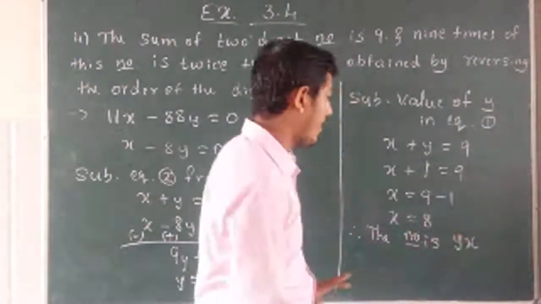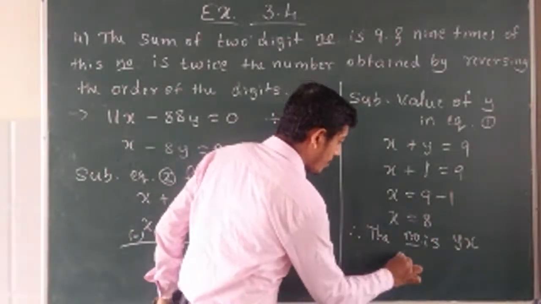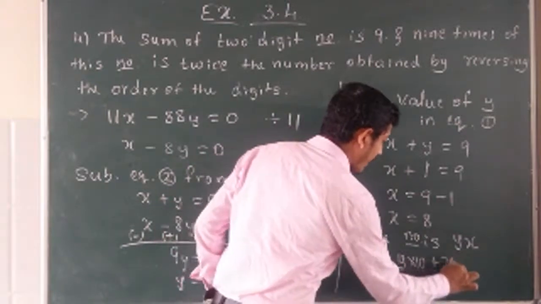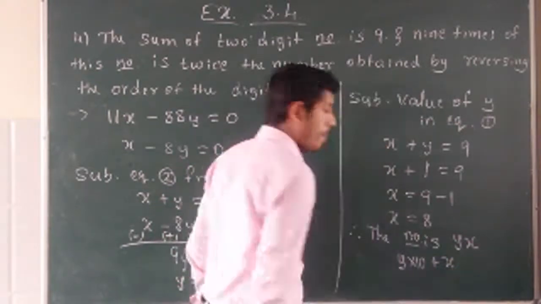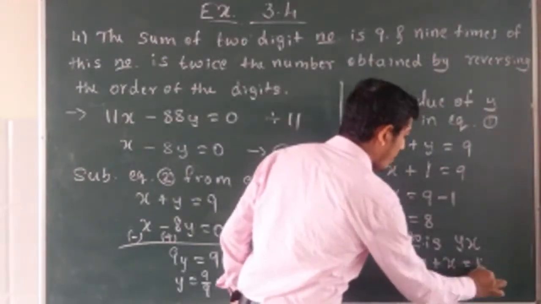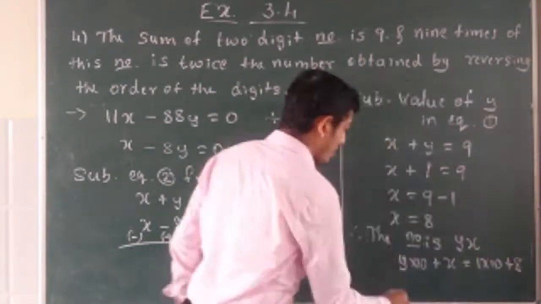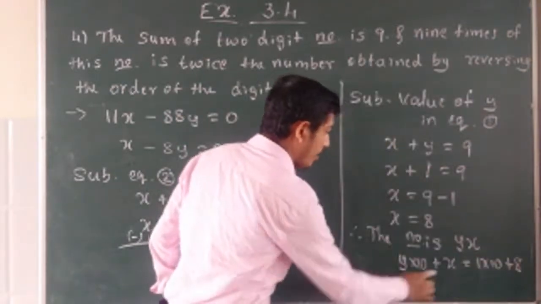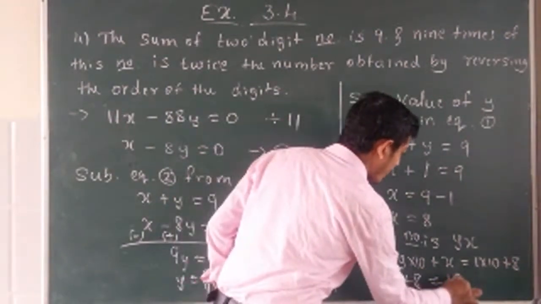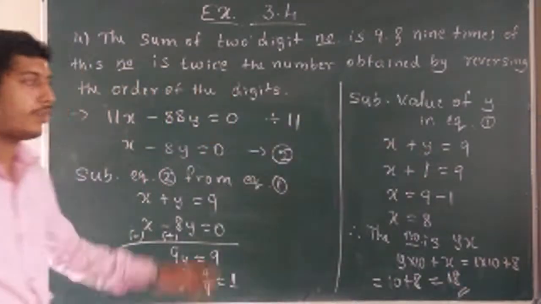So now I will expand this. So what does it become? y into 10 plus x. So that is equal to y, where the y value is 1, into 10, and the x value is 8. So the number is 10 plus 8. Just look at the steps.